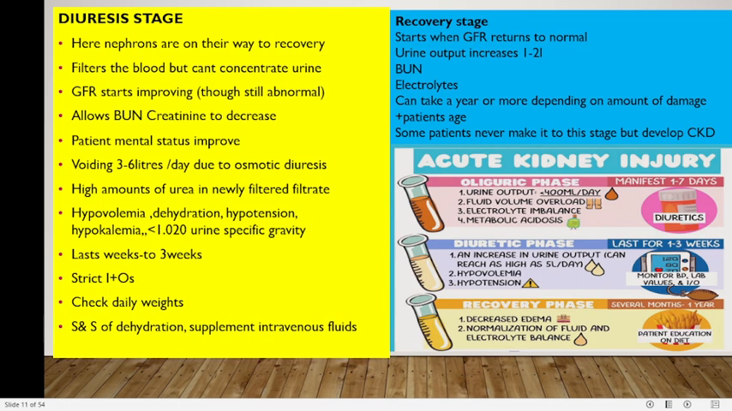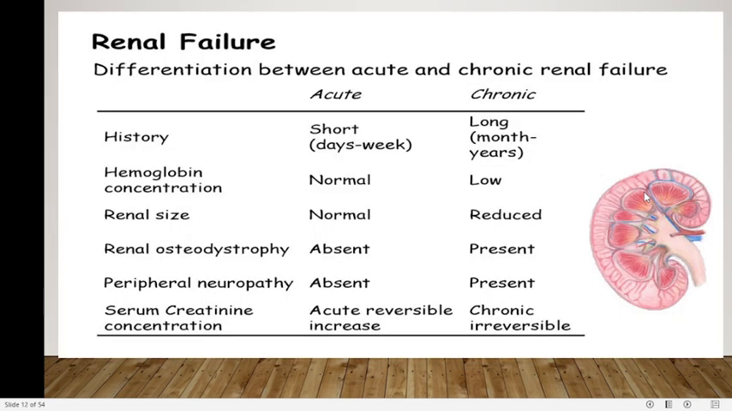Thank you guys. So here you can see the summary. Acute kidney injury, starting with the initiation, then going to oliguric phase, diuretic phase, and lastly recovery phase. So which one is the most tricky stage in all this? Which one is the worst stage? Oliguric phase. Very good.